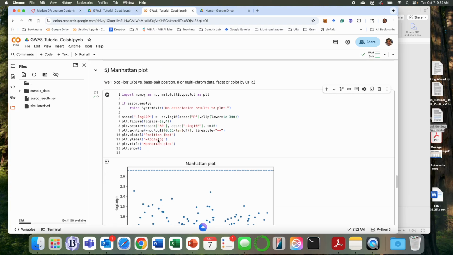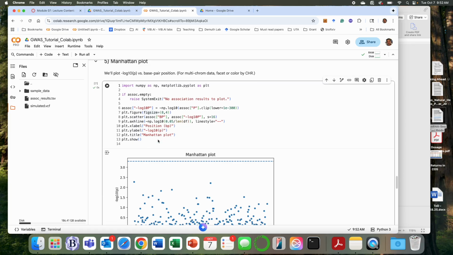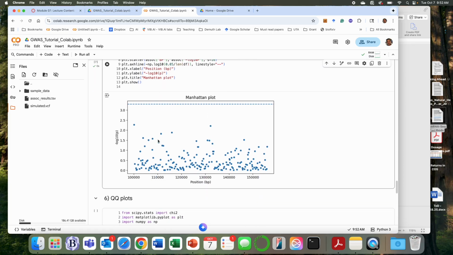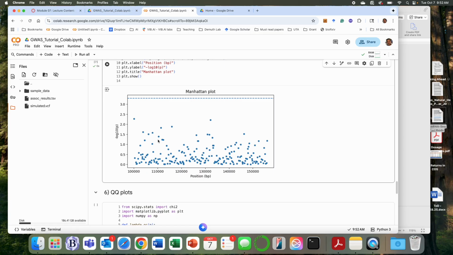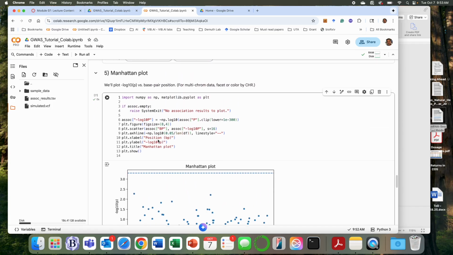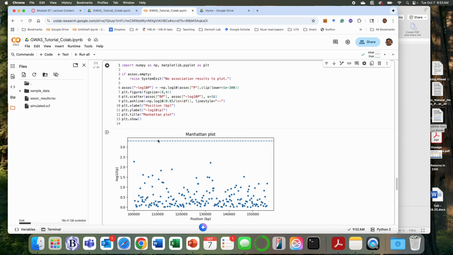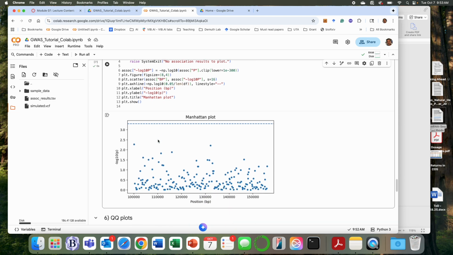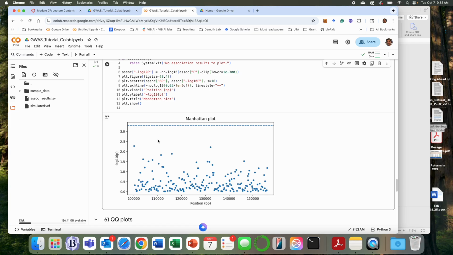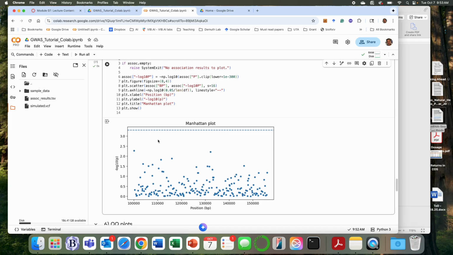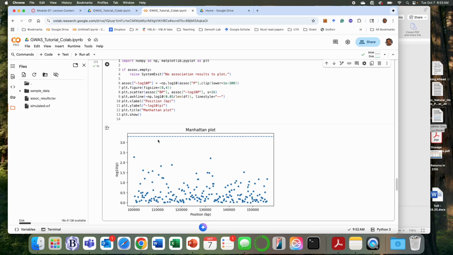Next, we'll generate the Manhattan plot. Just out of curiosity, does yours look anything like that? Yeah. So what does that mean? You've done your first genome-wide association study.